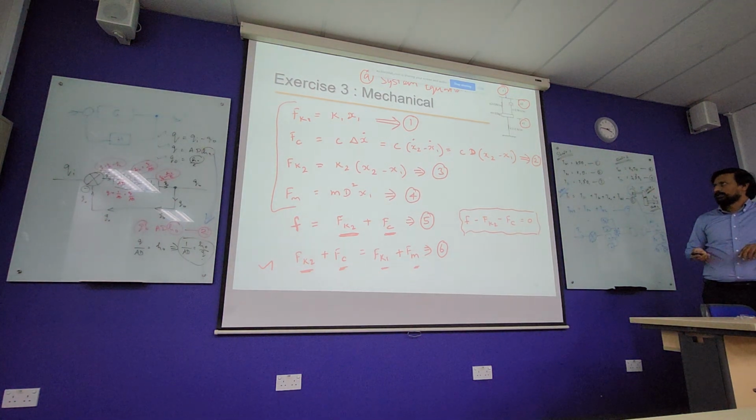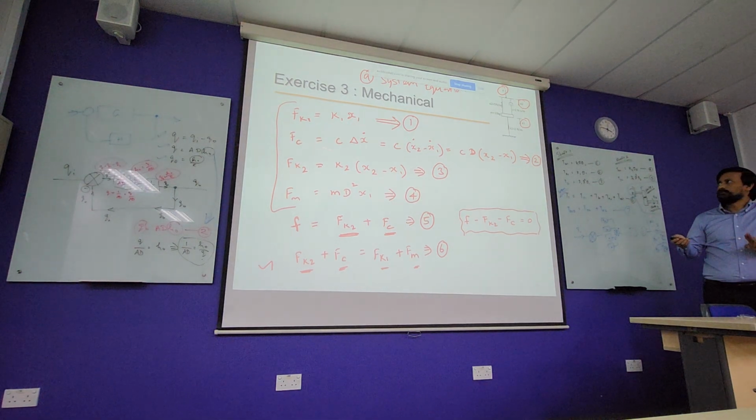Okay, so come to the first component, which is nothing but the spring. This is the first one. F K1 is nothing but K1 and X1. So that is the first equation. Are we good on the first equation?